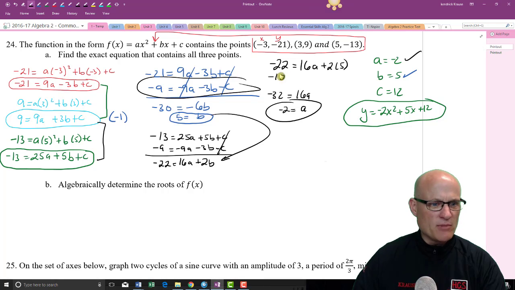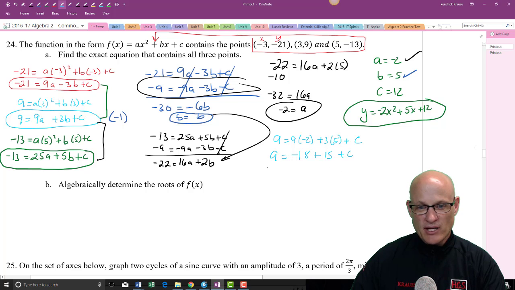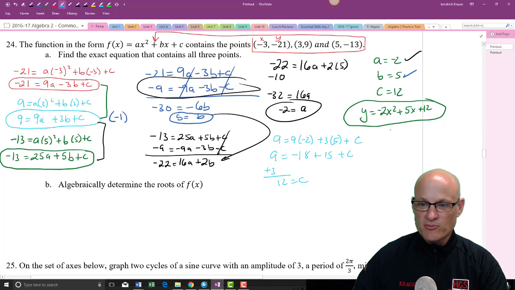Ka-ching! Now I'm going to take the most positive equation, which is the second one, the blue one. I'll do it in blue even. So I go 9 equals 9 times negative 2. That's A. Plus 3 times B, which is 5, plus C, which we don't know. So 9 is equal to negative 18 plus 15 plus C. That's negative 3, so I'm going to add 3 to both sides, and I get 12 equals C. So there's my equation. I still have a part B here.